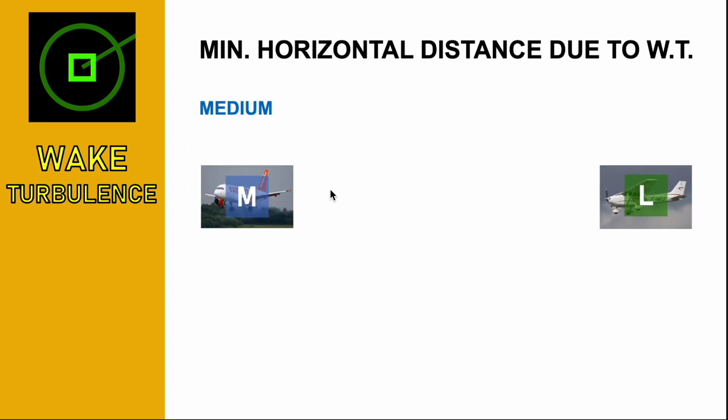When a medium traffic is the preceding traffic, there's only one situation where there is minimum distance due to wake turbulence: when a light traffic is behind a medium traffic. When a light traffic is behind a medium traffic, there is a 5 nautical miles separation. Always bear in mind, light behind a medium, 5 nautical miles separation. Of course, always 1000 feet, but 5 nautical miles separation as well.